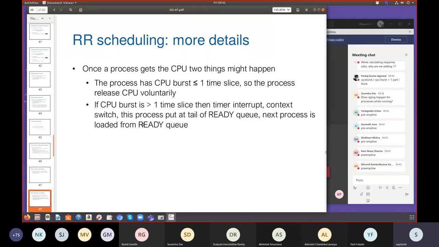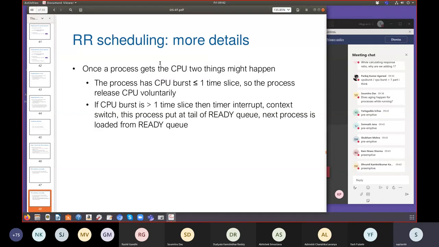The second situation is that the CPU burst is more than one time slice. So the process actually wanted to run longer. However, at the end of the time slice, the timer will interrupt. Therefore, a context switch will happen. This process will be put at the tail of the ready queue, and the next process is loaded from the ready queue.